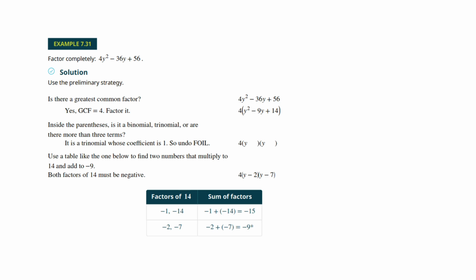We are pulling out a 4 out of here. That's my GCF. Now, I don't know if there's any other tricks. Nothing, I don't see anything. We're pulling out a 4. We've now got this guy to work with.